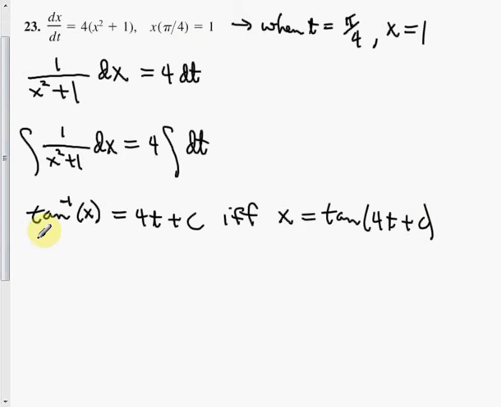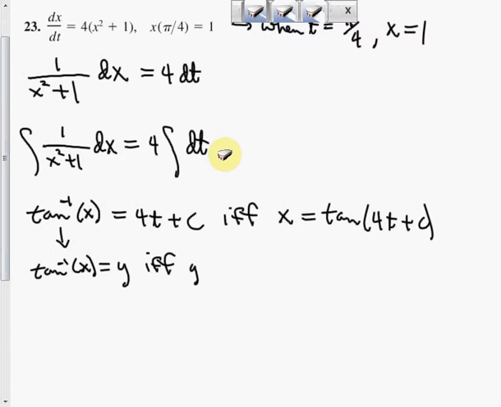So if I come here to this statement, and if I write tan inverse of x is equal to some number that we don't know, let's say y. So this is if and only if y is equal to, well, tangent of y is equal to x.